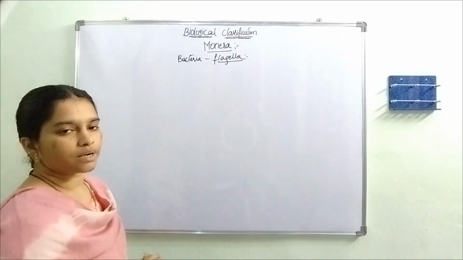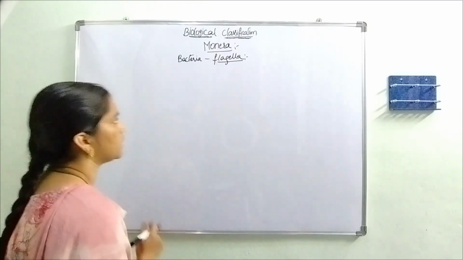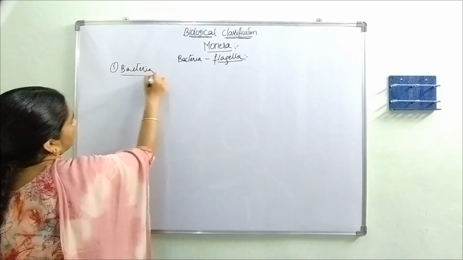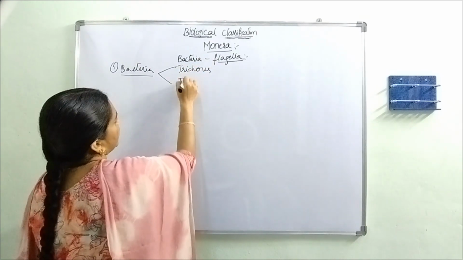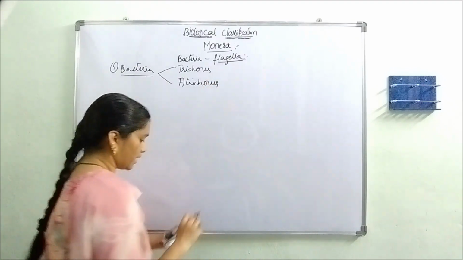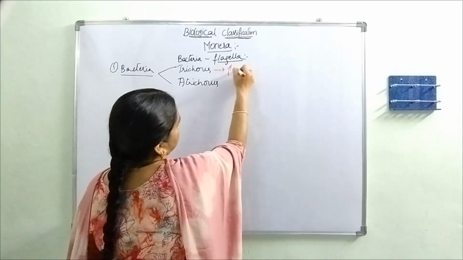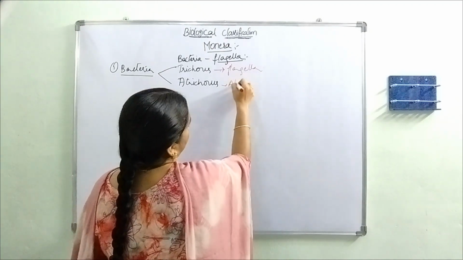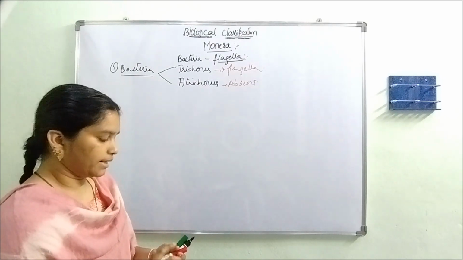Based on the presence or absence of the flagella, the bacteria are divided into two types. They are trichous and atrichous. If flagella are present, then we call it the trichous form. If flagella are absent, it is the atrichous form of bacteria.